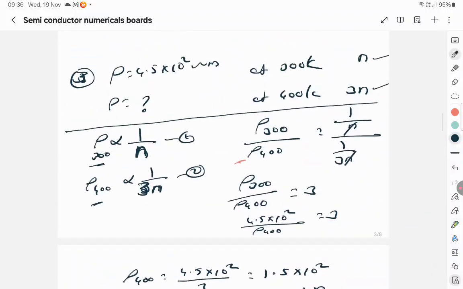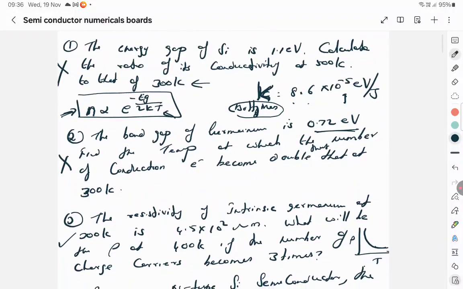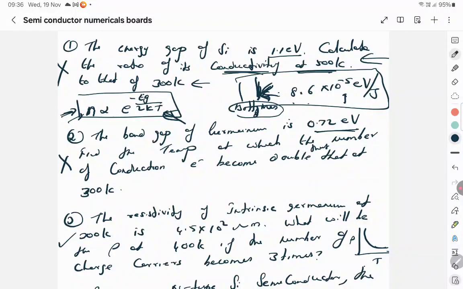So let's go to this kind of numericals in which the energy gap of silicon, Eg, is given. Calculate the ratio of conductivity. Conductivity itself means number of charge carrier concentration. N is proportional to e to the power minus Eg by 2kT, which shows that when the temperature changes, the number of charge carrier concentration is also affected. K is Boltzmann's constant. You don't need this, it's only extra. That's the first question they're asking. They will not ask you this in boards. It's only for your understanding.